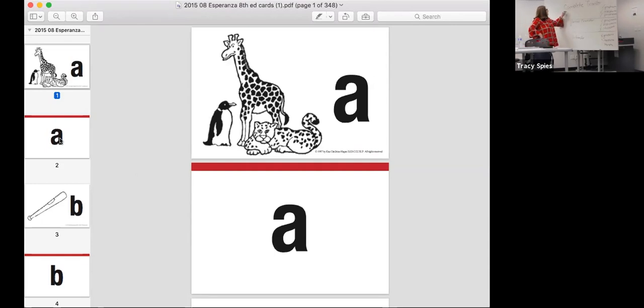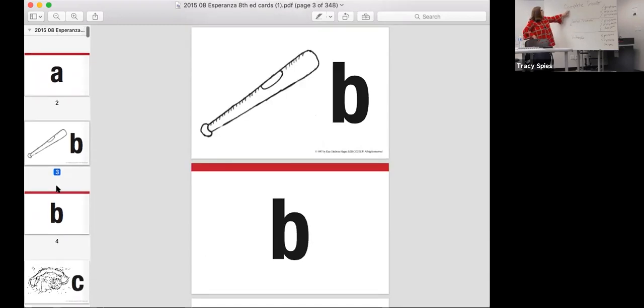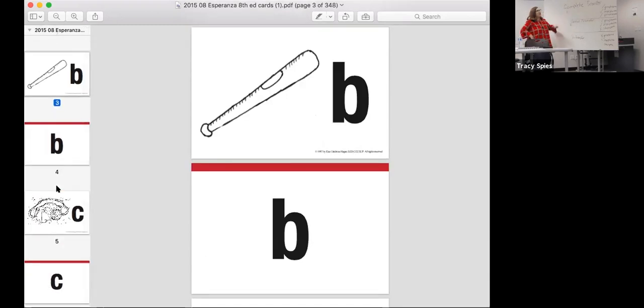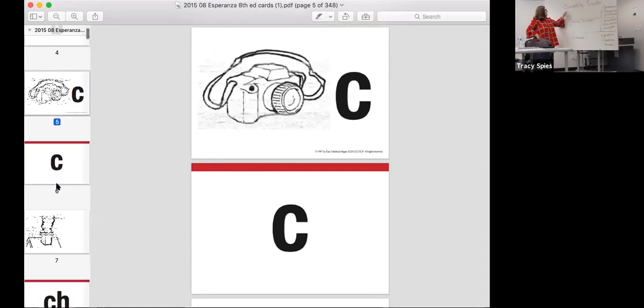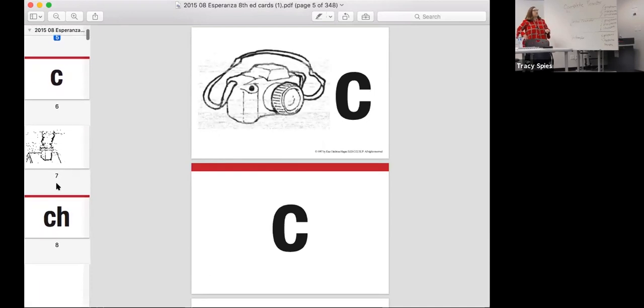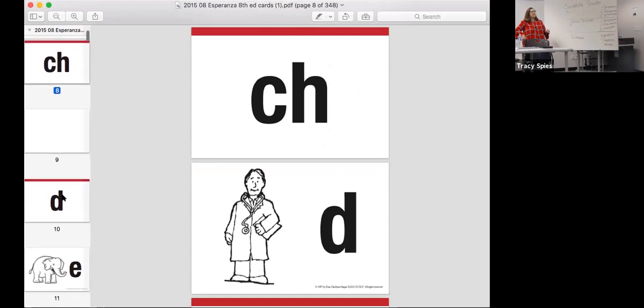Say the sound B. That's going to be the same, right? So the letter B is going to be the same in both. Let's look at cámara. That's a camera. That's going to be the same. Say ch. Is that the same in English? Chimney, chimenea.